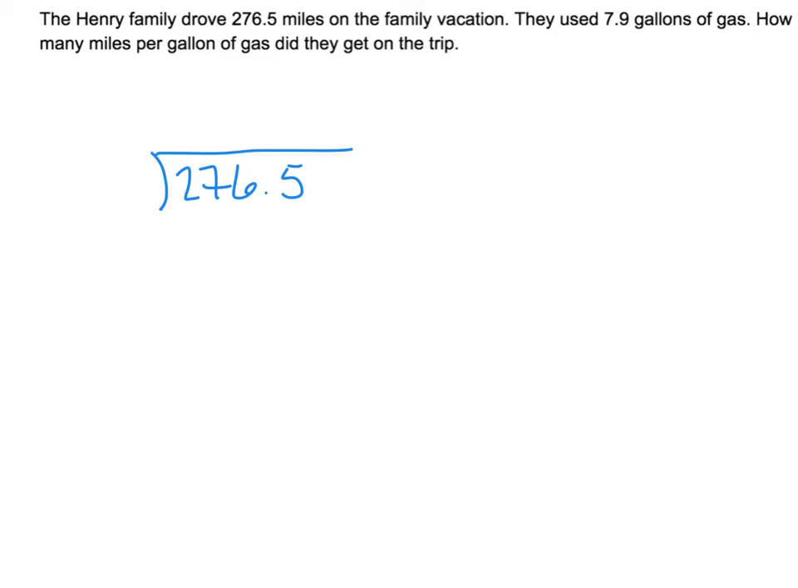So 276.5 is my dividend. 7 and 9/10 is my divisor. And I'm going to start by moving my decimal point over one spot to the right. Put it up above the bracket where it belongs. And now I've got 79 as my divisor instead of 7.9. So 79 goes into 276 3 times, and I can check that work if I do the multiplication over here on the side.